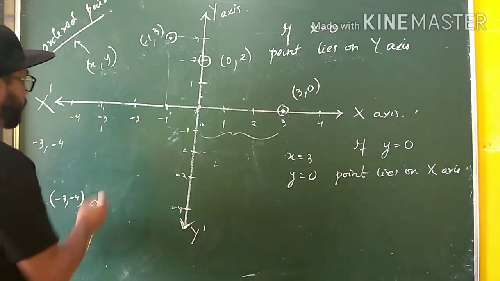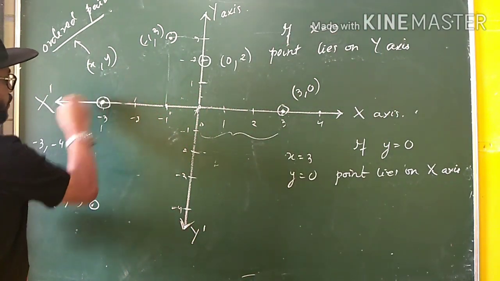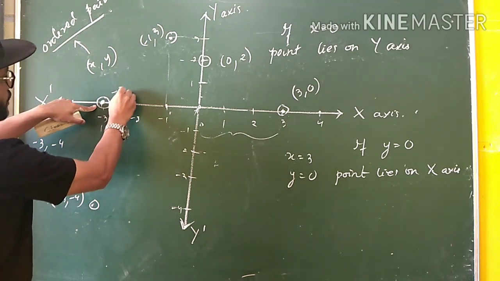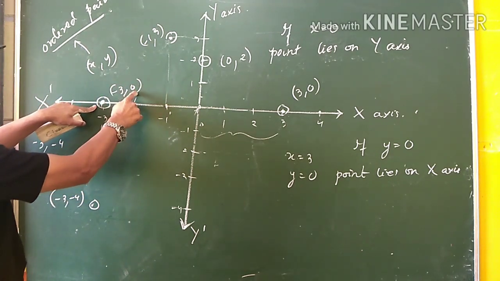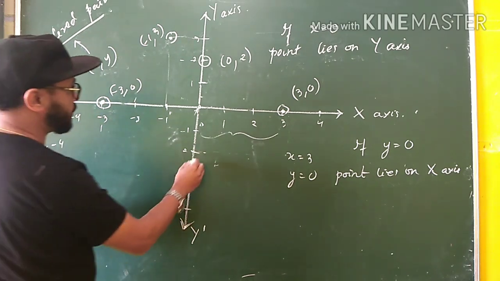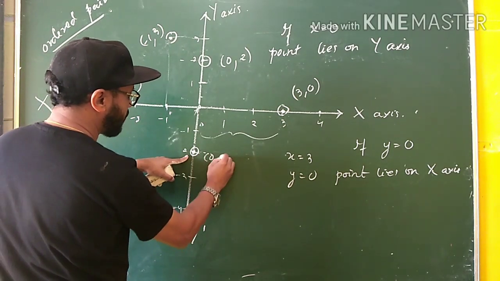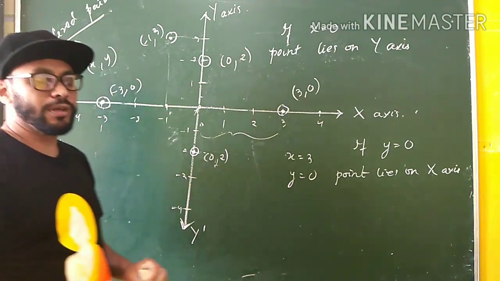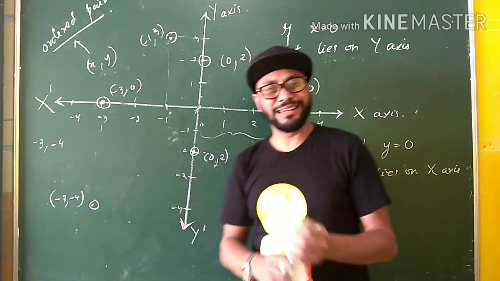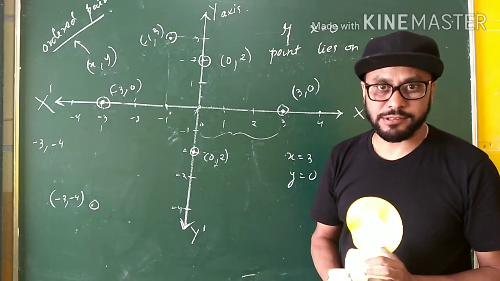Okay? Now let us take another point. Now if you take this point, what is the coordinate? Minus 3, 0, which lies, if y is 0, it lies on the x-axis. And if you take another point here, then the coordinate here is 0, 2. Alright? So if either x or y is 0, then it lies on the coordinate axis.